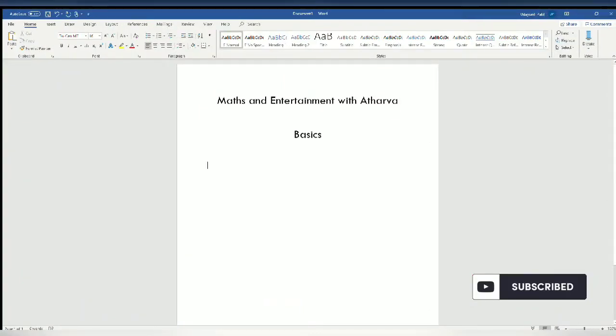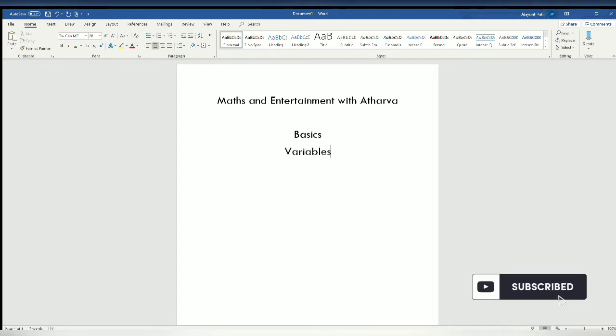So this is my computer screen, and now we are going to learn the basics of algebraic expressions, types of algebraic expressions and operations of algebraic expressions. So first we are going to learn the basics.